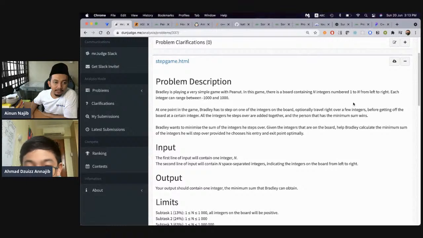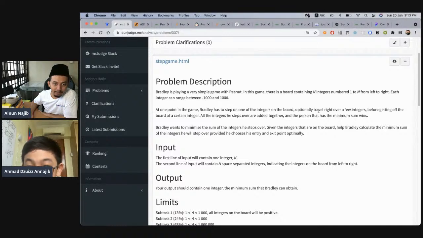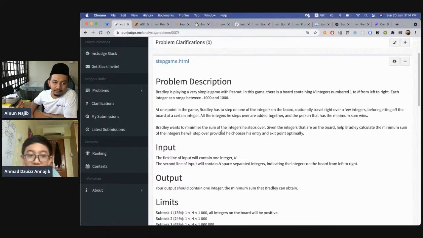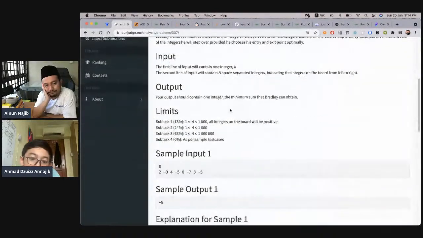At one point in the game, Bradley has to step on one of the integers on the board, optionally travel right over a few integers before getting off the board at a certain integer. Yes, it's any. Okay. Travel right. So it actually doesn't matter. Yeah. Doesn't matter, even if you do like this, you can still travel right.